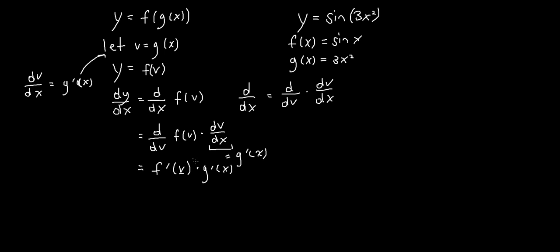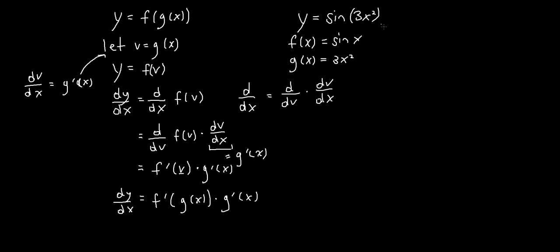Now your v here is just equal to g of x, right? Because v equals g of x. That's what we defined up there. So this becomes f prime of g of x times g prime of x. And this is called the chain rule. So dy dx, the derivative of a composite function, is the derivative of the outside function, plugging in the inside function, times the derivative of the inside function.